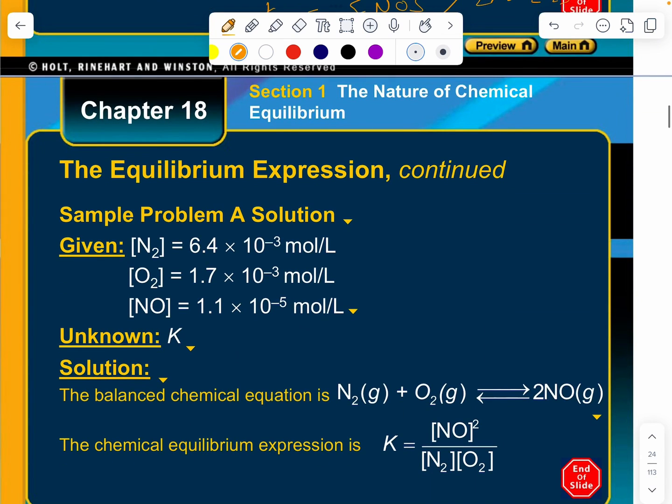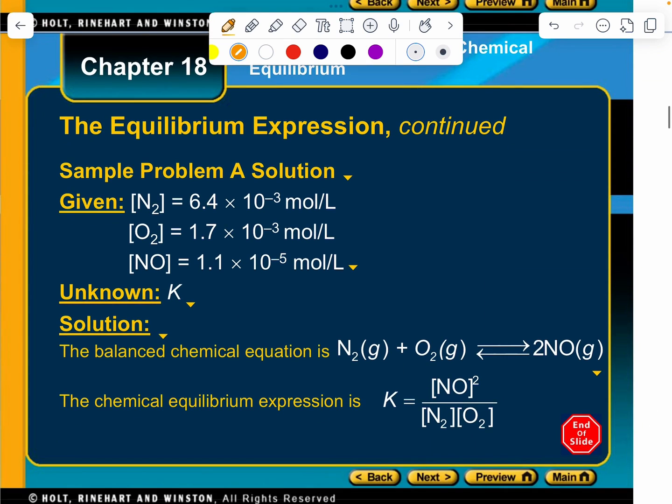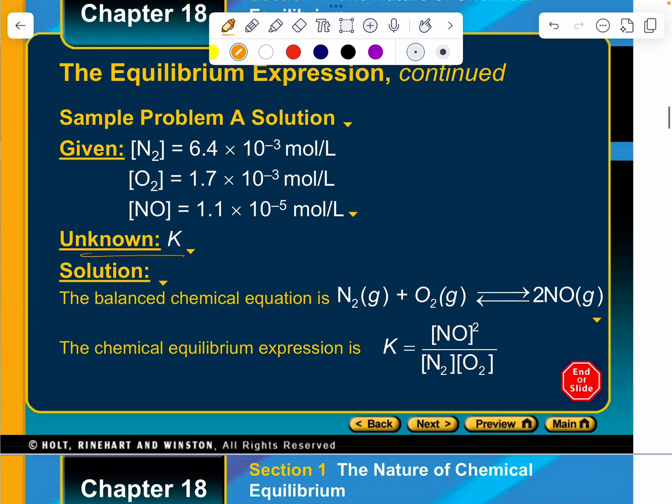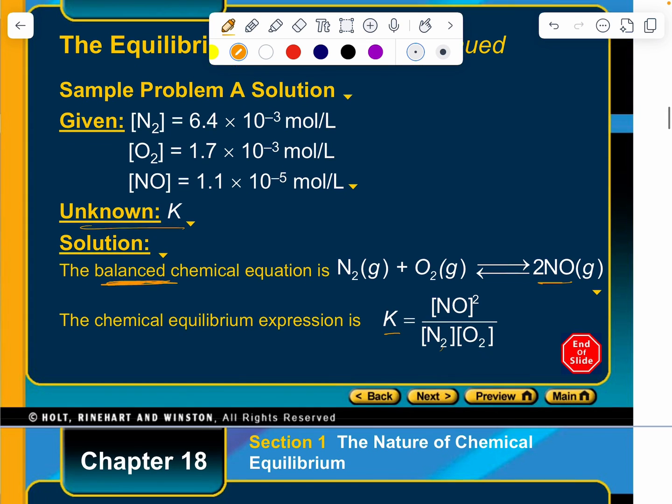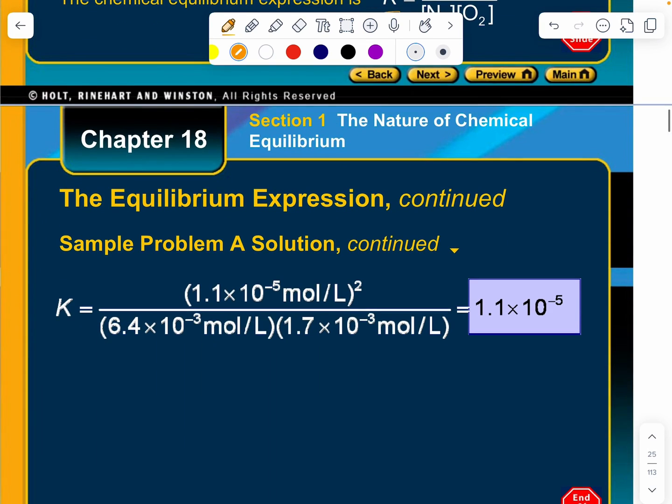Great. As you see, here's the given, the unknown is K, and here is our solution. It should be a balanced chemical equation, and K will equal NO squared over N2 times O2. With numbers, we're gonna have 1.1 times 10 to the power of negative 5.